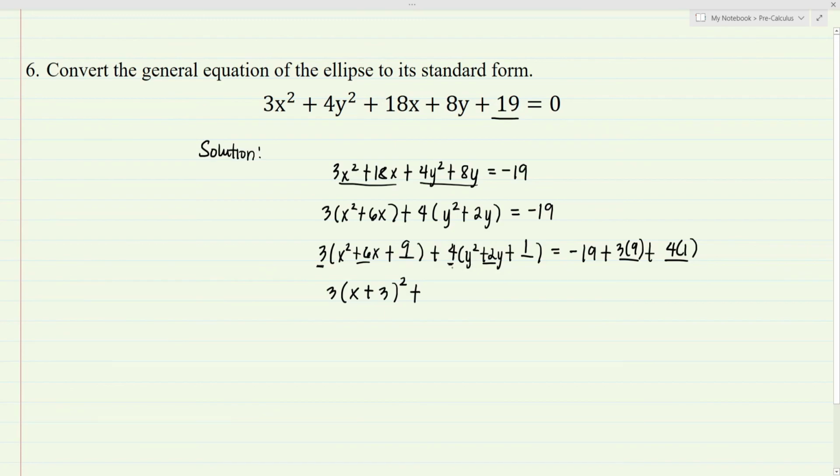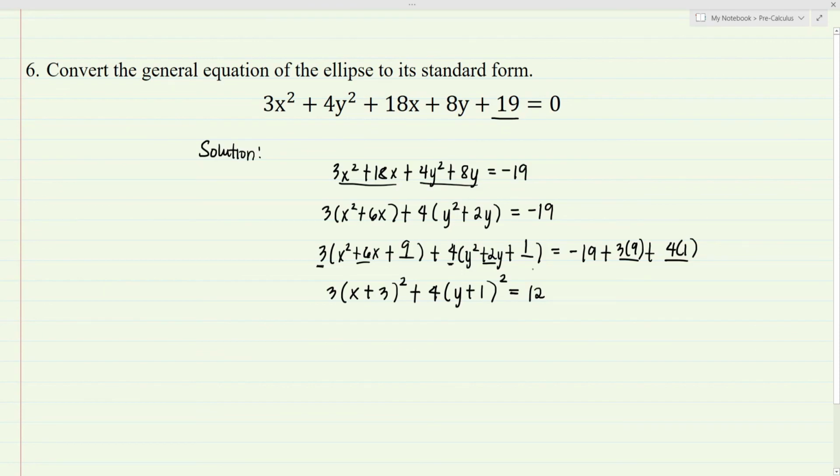We will do the same for the second quadratic equation. I will have here 4 multiplied by the square root of y squared, that is y. Copy the sign, that is positive. Square root of 1, that would be 1. Then place an exponent of 2. Now, as for the right side of the equation, you would just need to simplify. Negative 19 plus 3 times 9 plus 4. And that would be equal to positive 12.